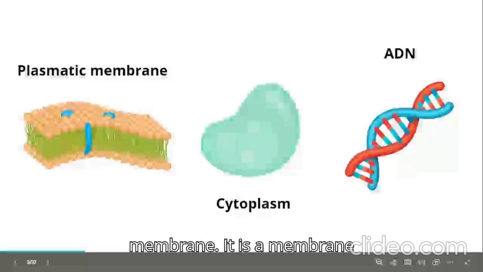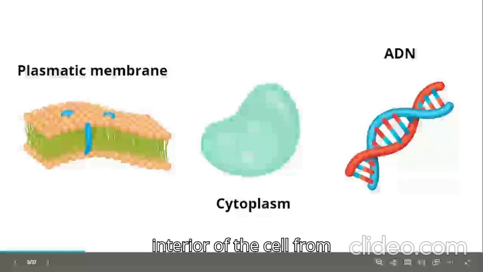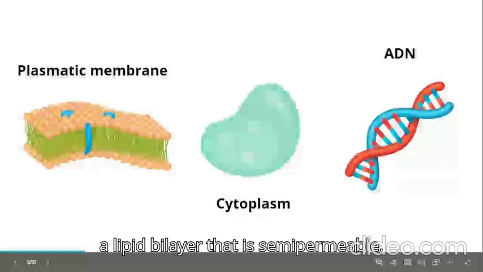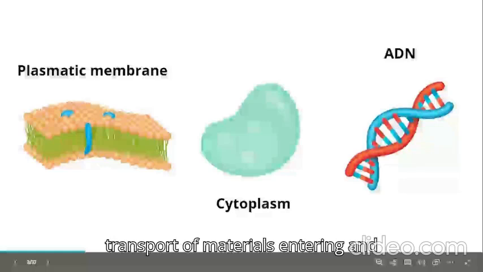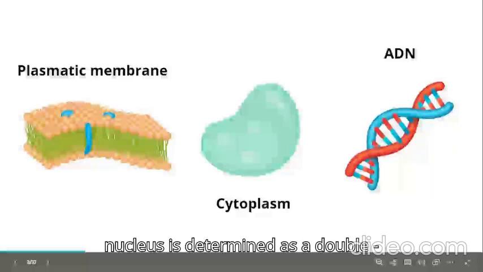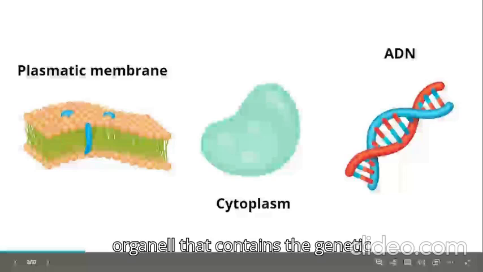It is a membrane found on the outside to separate the interior of the cell from the outside environment. This is considered a lipid that is semi-permeable. The plasma membrane regulates the transport of materials entering and exiting the cell. A nucleus is defined as the double membrane eukaryote cell organelle that contains the genetic material, DNA.